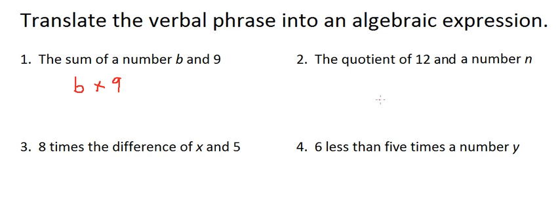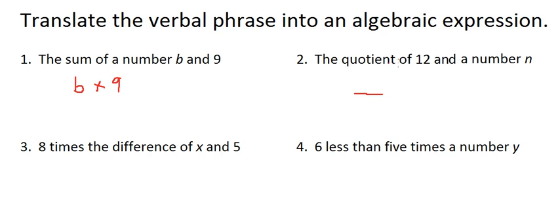So the quotient of 12 and a number n. Now here, quotient is kind of a weird word that we're not used to seeing. Quotient just means division. Okay, so that's one you just kind of have to remember. So quotient is division. So the first thing that we're going to do is put a division sign. Now remember, there are lots of different ways that we can write division. I like to write them as fractions because as you go on, you want to become less and less afraid of fractions because they're going to be really helpful.